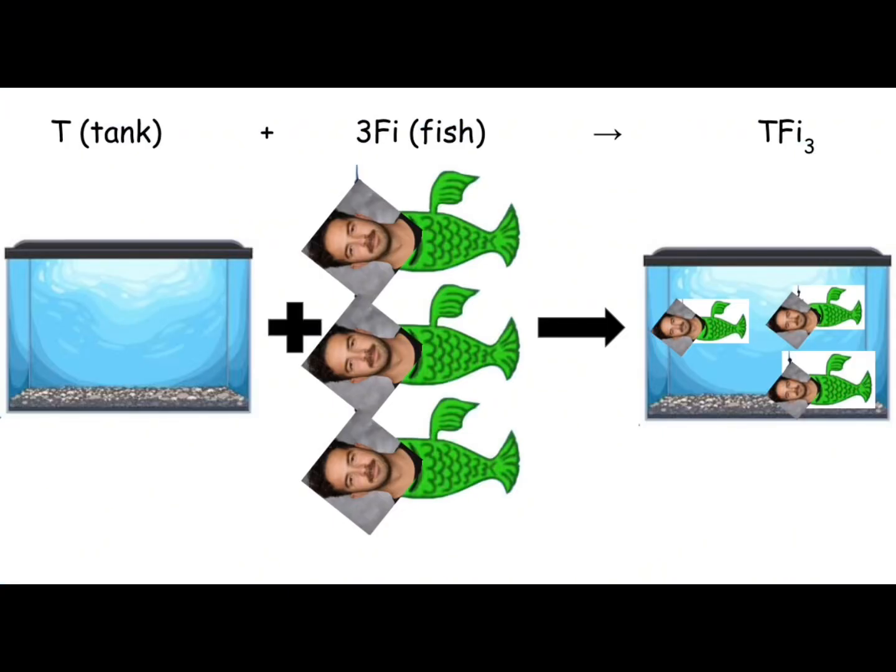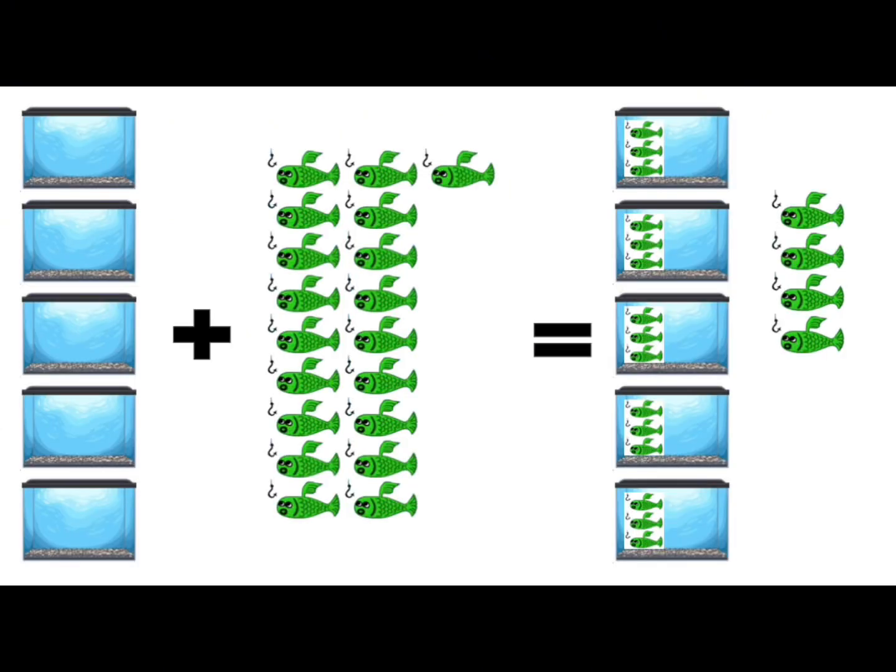Using the equation T for tank plus 3 Fi for fish, it yields TFi3. If we have 5 tanks and 19 fish, and 3 fish go in each tank, there will be 4 fish left, making the tanks the limiting reactant.